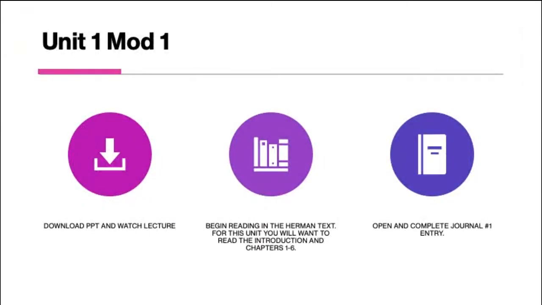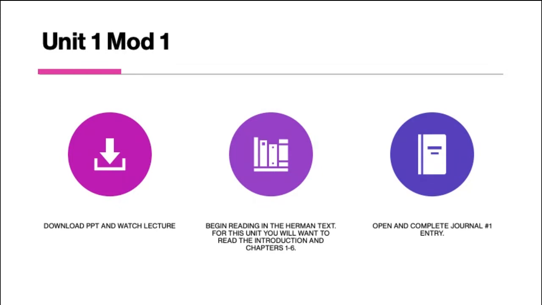Here's what you need to complete for this module, Unit 1, Mod 1. Obviously, download the PowerPoint and watch this lecture, which hopefully you have done. Then I want you to begin reading in the Herman text, Trauma and Recovery. I want you to make sure that you have read the introduction and the first 6 chapters, which I believe is section 1 of this book. You'll need to read that for this unit. So spend some time over the next couple of days reading through those first 6 chapters. I really think that you will enjoy this book.